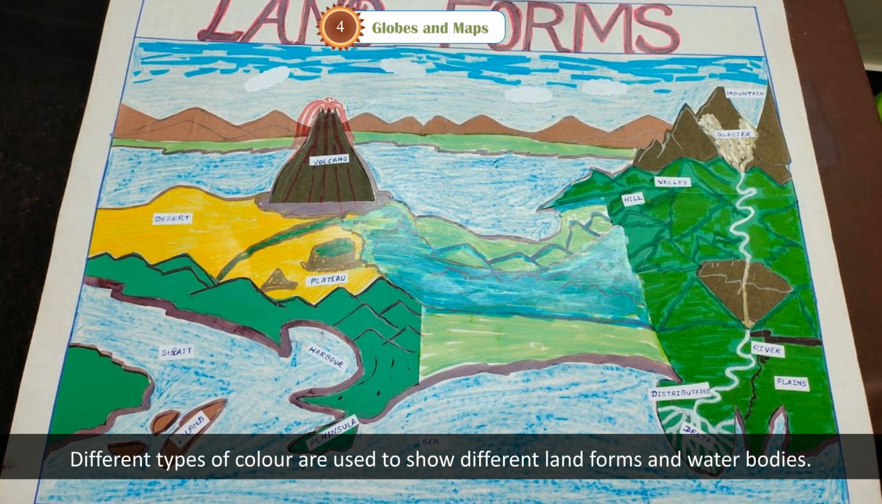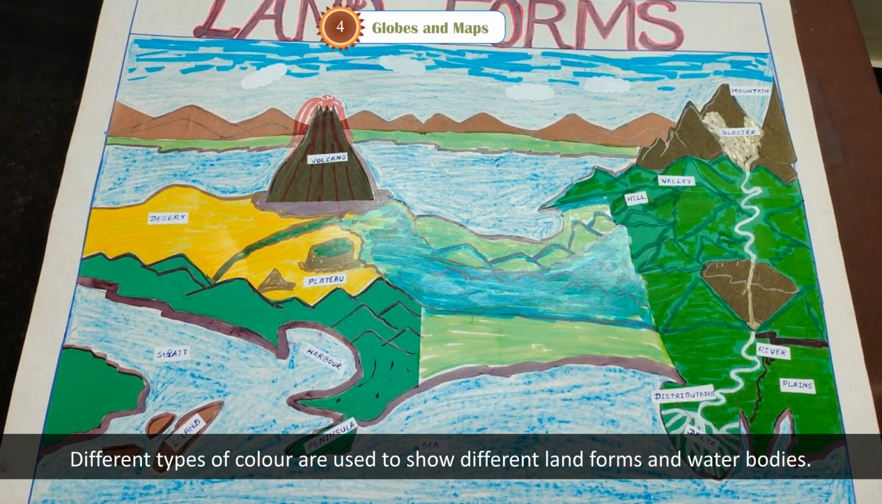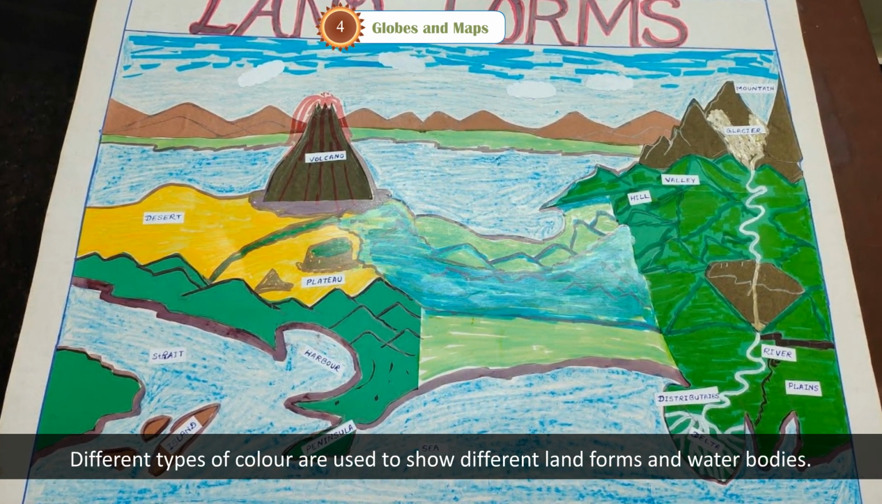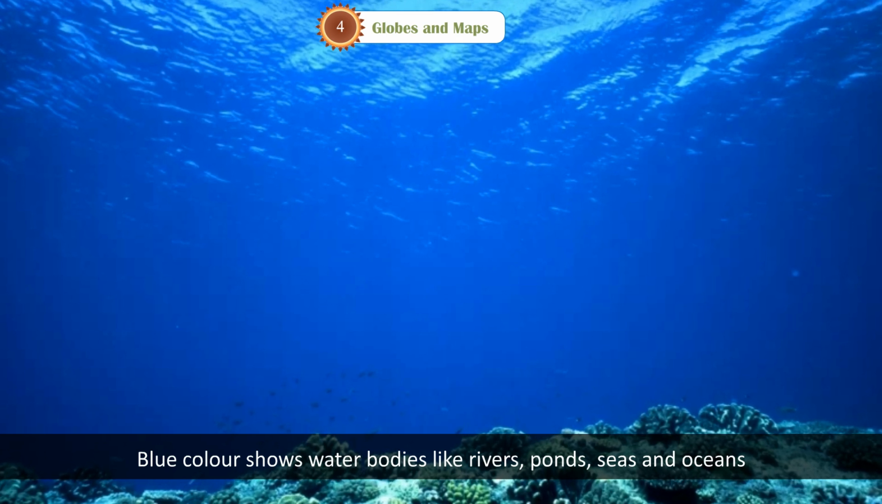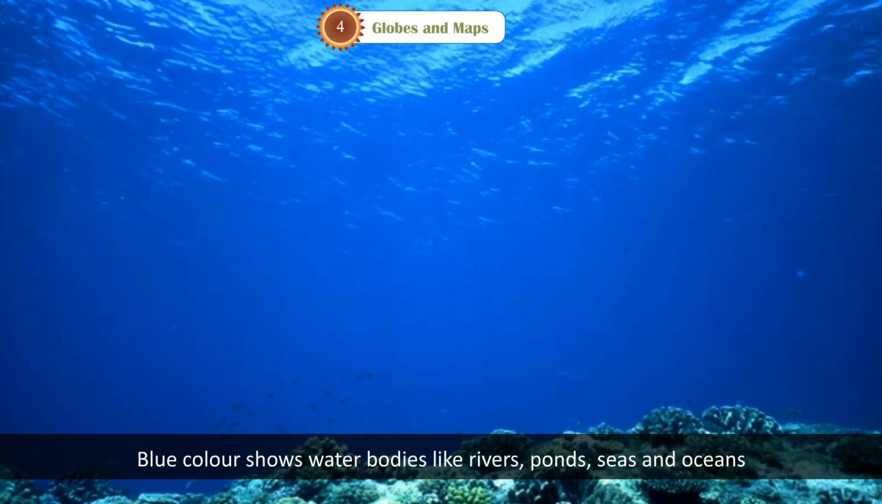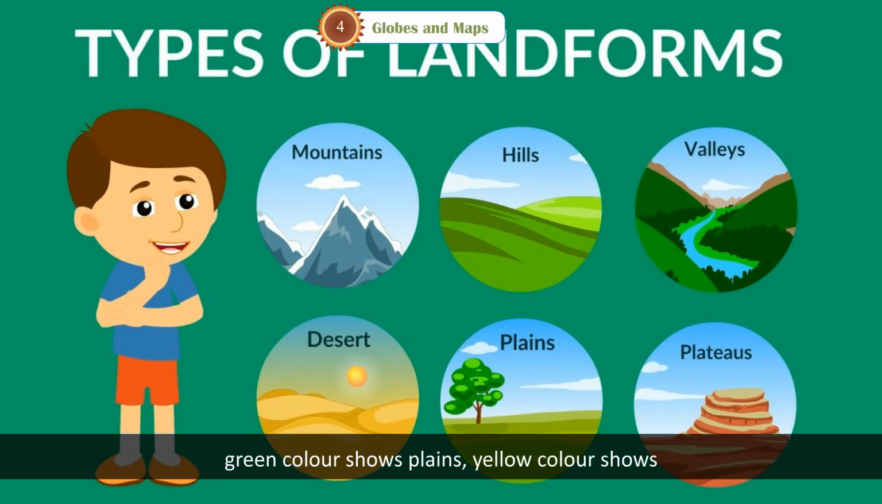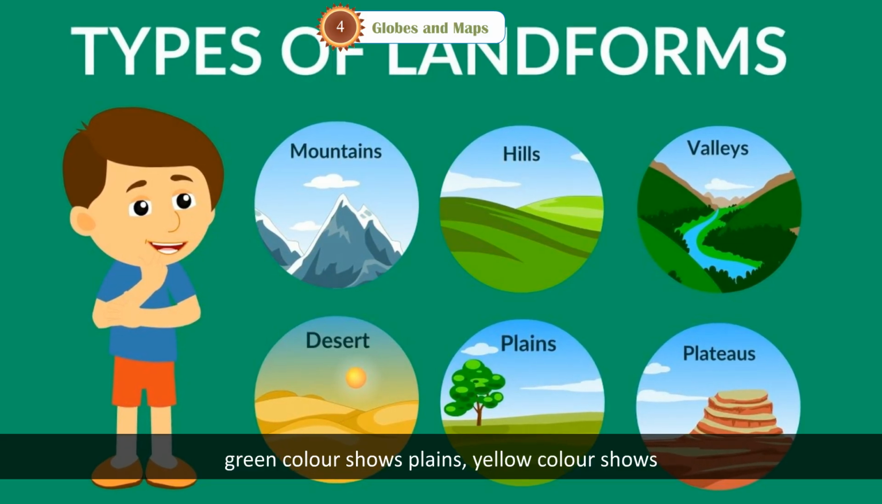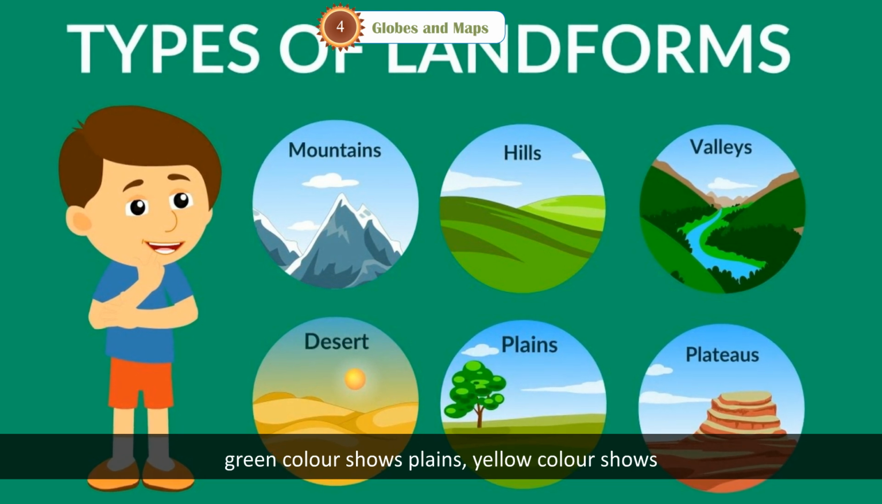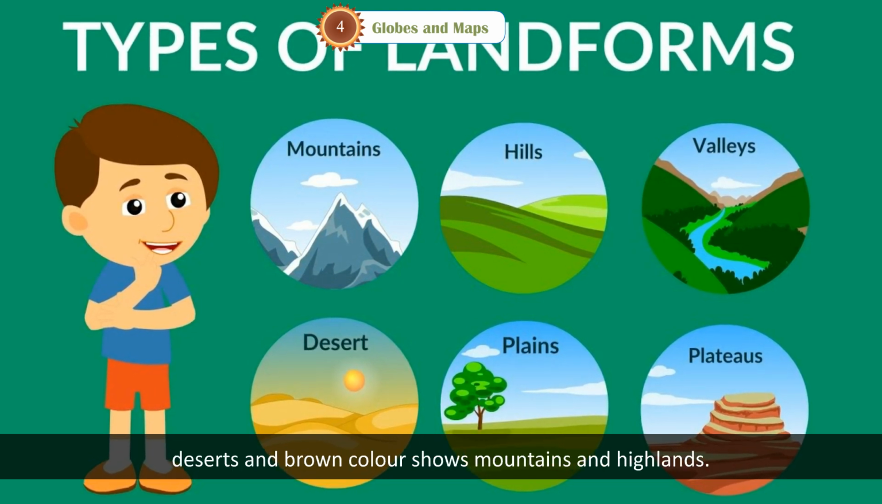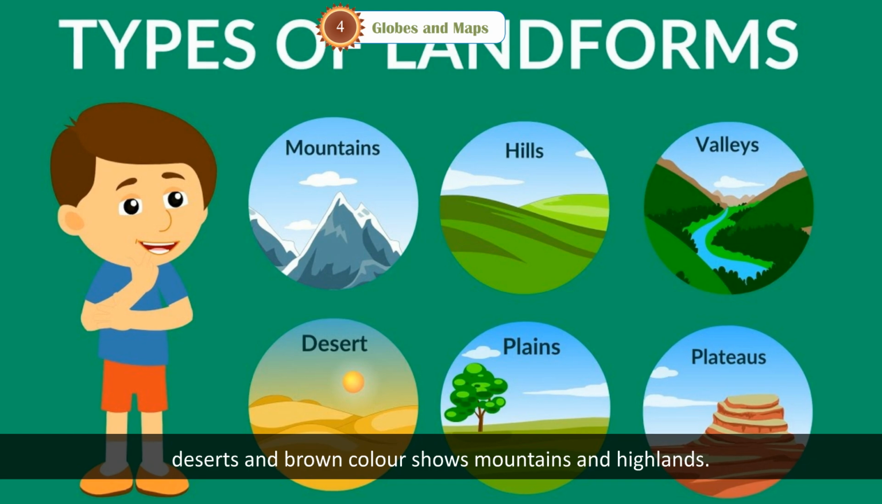Different types of color are used to show different landforms and water bodies. Blue color shows water bodies like rivers, ponds, seas and oceans. Green color shows plains, yellow color shows deserts, and brown color shows mountains and highlands.